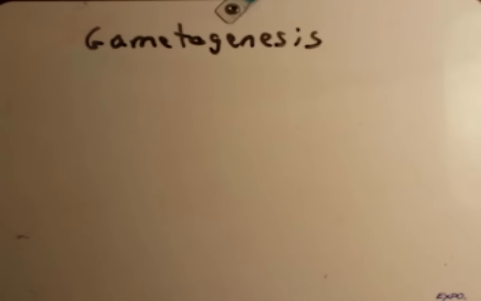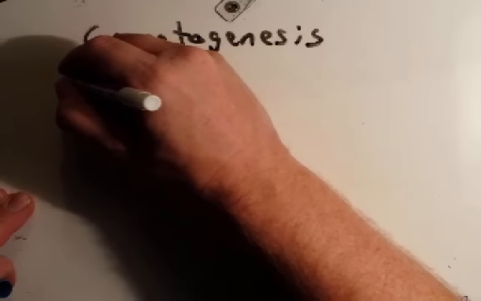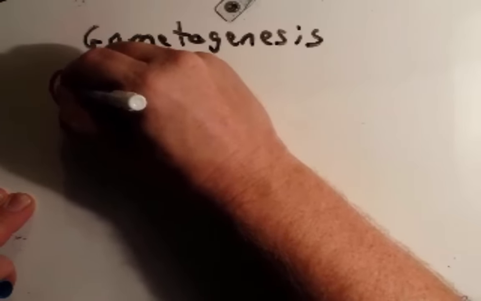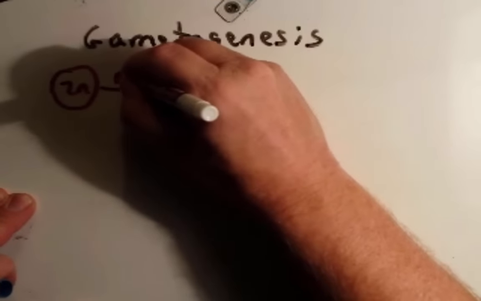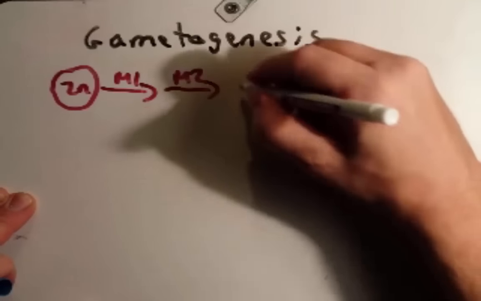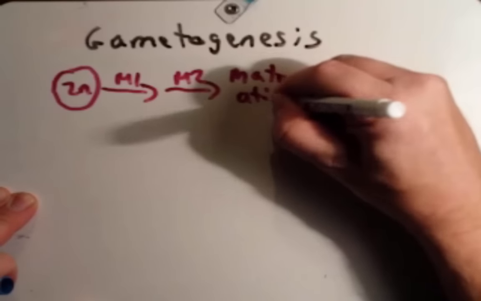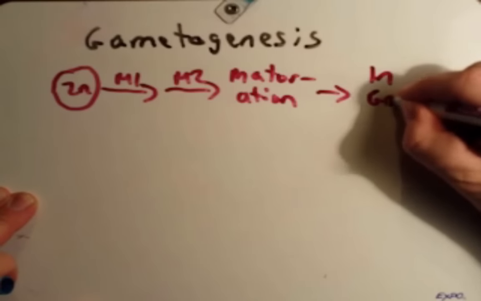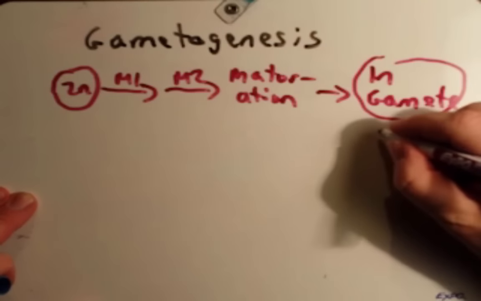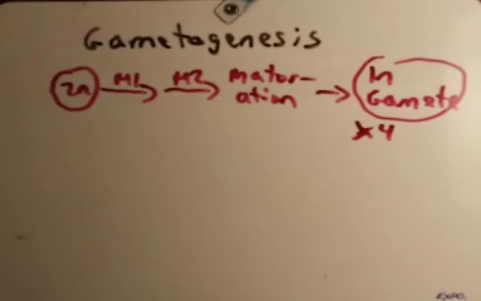A very general definition of gametogenesis, as I'll draw here for you, is a biological pathway that takes a diploid cell, so a 2N cell, 2 copies of every chromosome, and through the process of meiosis 1, meiosis 2, and then, let's write maturation here, we produce a 1N, a haploid gamete. Often we make 4 of these, so I'm going to say times 4. Some organisms will make more than 4, but we'll go with 4 haploid gametes for now.